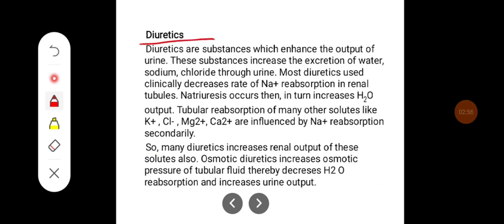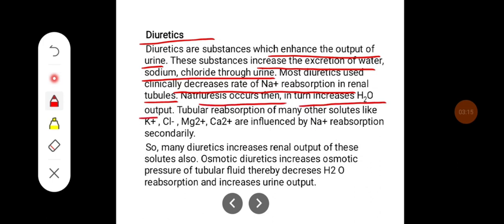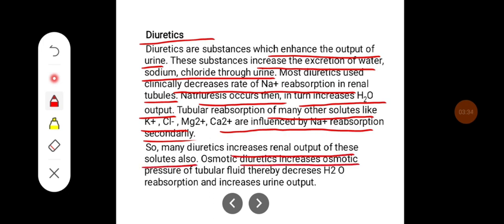Diuretics. Diuretics are substances which enhance output of urine. These substances increase the excretion of water and sodium chloride through urine. Most diuretics used clinically decrease the rate of sodium reabsorption in renal tubules. Natriuresis occurs, which in turn increases the water output. The tubular reabsorption of many other solutes like potassium, chloride, magnesium and calcium is influenced by sodium reabsorption secondarily. So many diuretics increase the renal output of these solutes also. Osmotic diuretics increase the osmotic pressure of tubular fluid, thereby decreasing water reabsorption and increasing urine output.